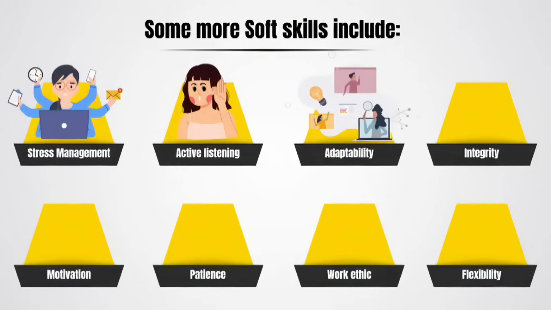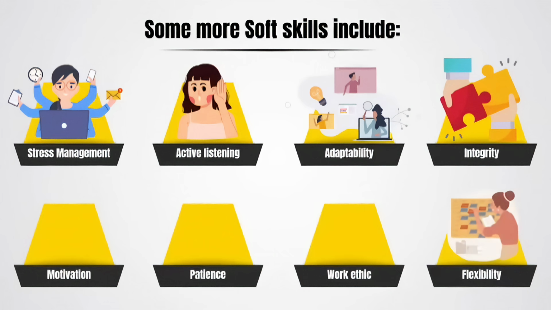Then comes adaptability. Adjusting to new changes or situations easily is called adaptability. For example, quickly learning how to use a new app or tool at work, you are adapting yourself to that particular tool. Then comes integrity, being honest and doing the right thing even when no one is watching. For example, returning extra money if a shopkeeper gave you the wrong change. This is integrity.